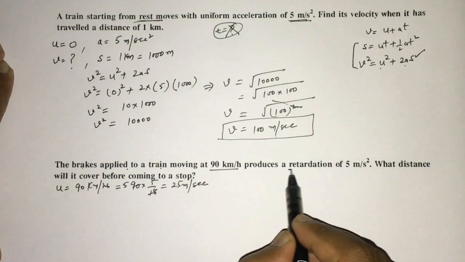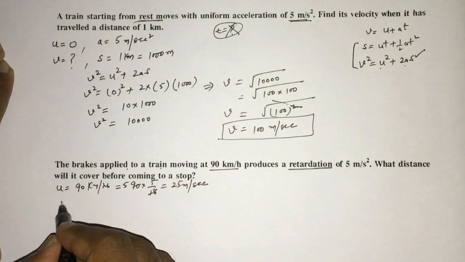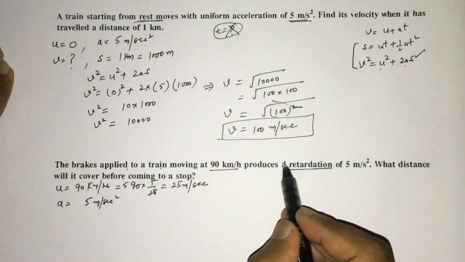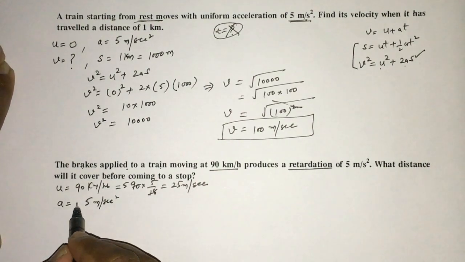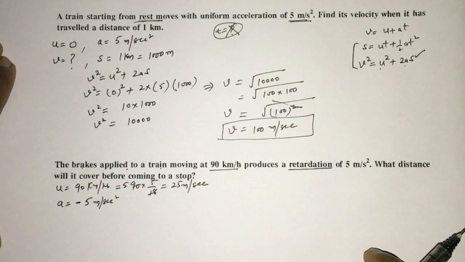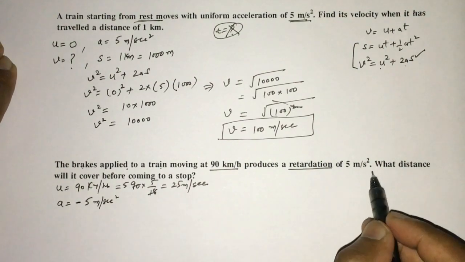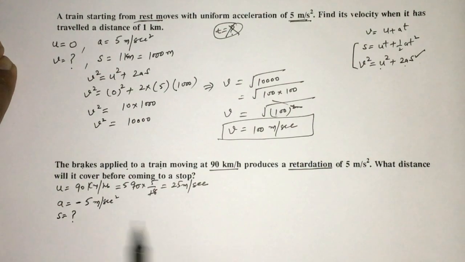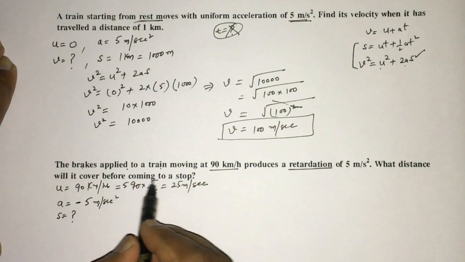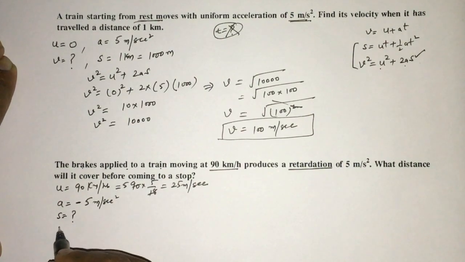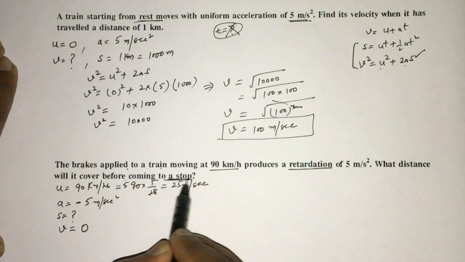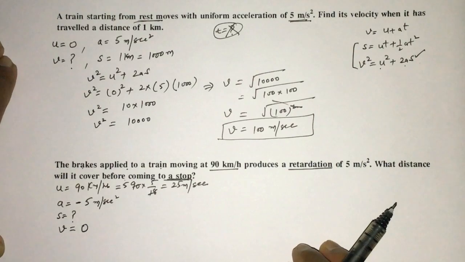Produces a retardation. Retardation means a negative acceleration. So a is 5 meter per second square. Because it is a retardation, a negative acceleration, we need to apply this negative sign with this. Fine. Now the question is, what distance will it cover? We need to calculate distance. Before coming to a stop, the final velocity of the train becomes 0, because the question says before coming to a stop. So the final velocity of the train is 0.